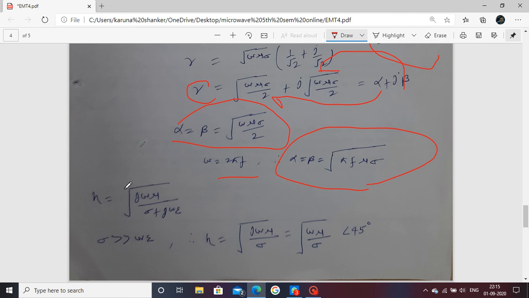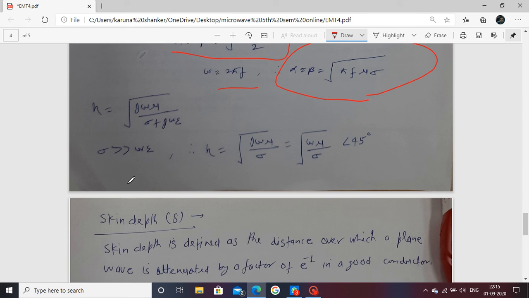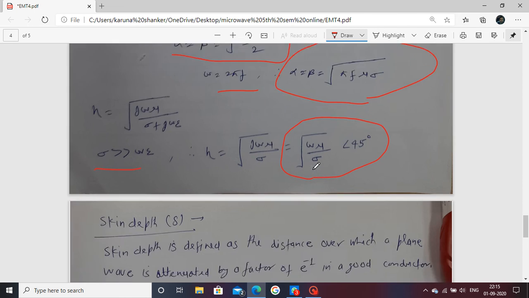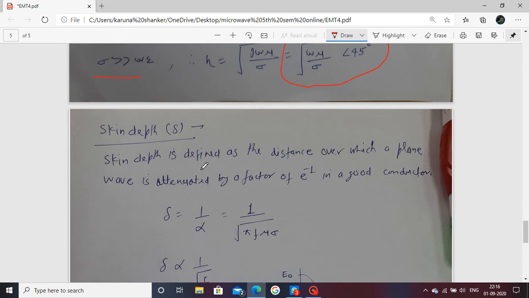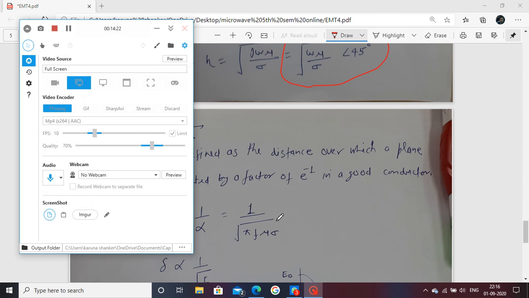Now we move to the next, intrinsic impedance. We put this relation in this equation and arrange, and the intrinsic impedance comes in this form. Now one important parameter in a good conductor is the skin depth. What is the skin depth? Skin depth is the distance over which a plane wave is attenuated by a factor of e to the power -1 in a good conductor. This shows you the relation.